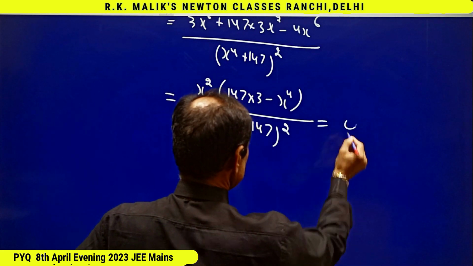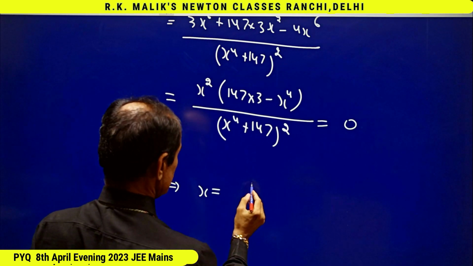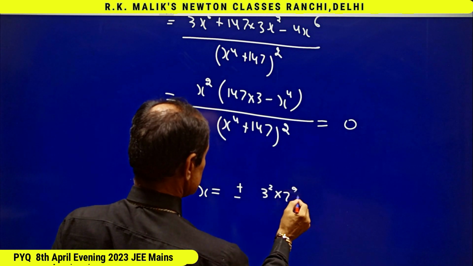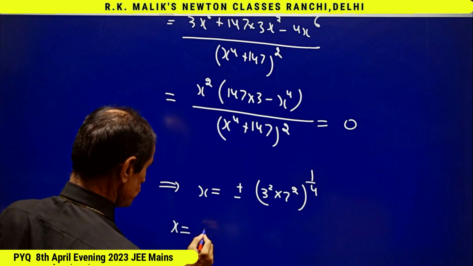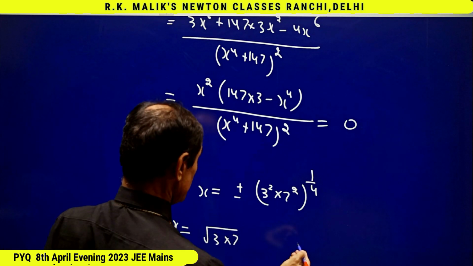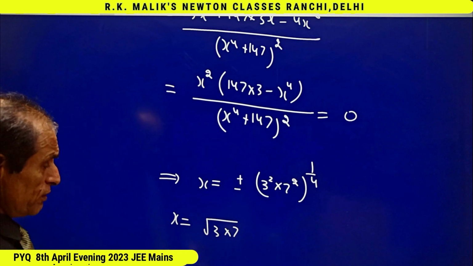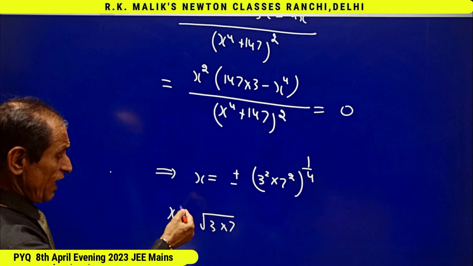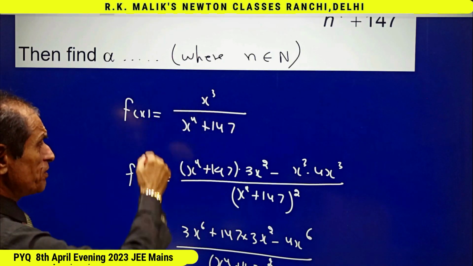And if we put it equal to 0, this implies that x is equal to plus minus (3 square into 7 square) whole to the power 1 by 4, that is x equal to under root 21. Minus will be rejected because finally I will put the value of x in natural number. That is why negative value of x is of no use. Hence I can say at this value of x, either it will be maximum or minimum.